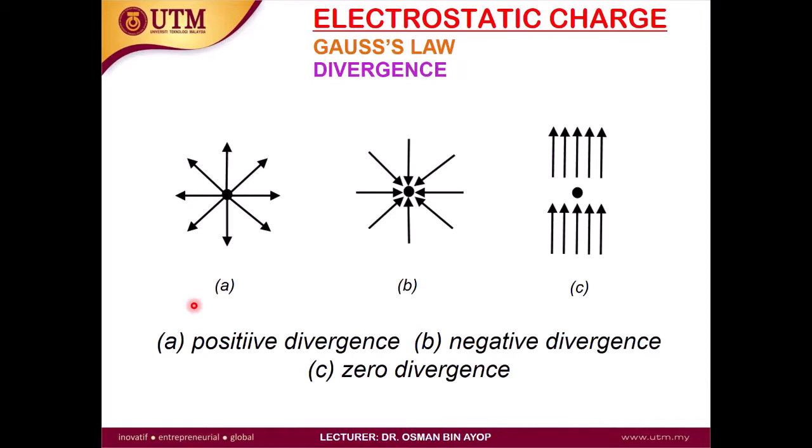Let's see this figure. We have three different figures, figure A, B, and C. For figure A, this is basically a positive divergence. Okay, from this point, we have the flux going outward. And for negative divergence, we have the charge system here, and then the flux is going towards the charge. And then in the third figure, we have the charge, and the flux just passes through. So the third case is a zero divergence. So we have positive, negative, and zero divergence.